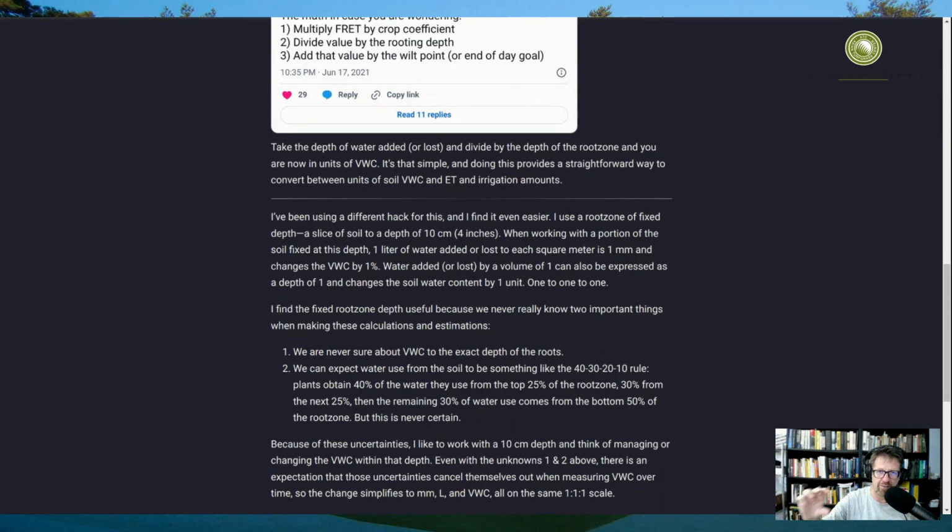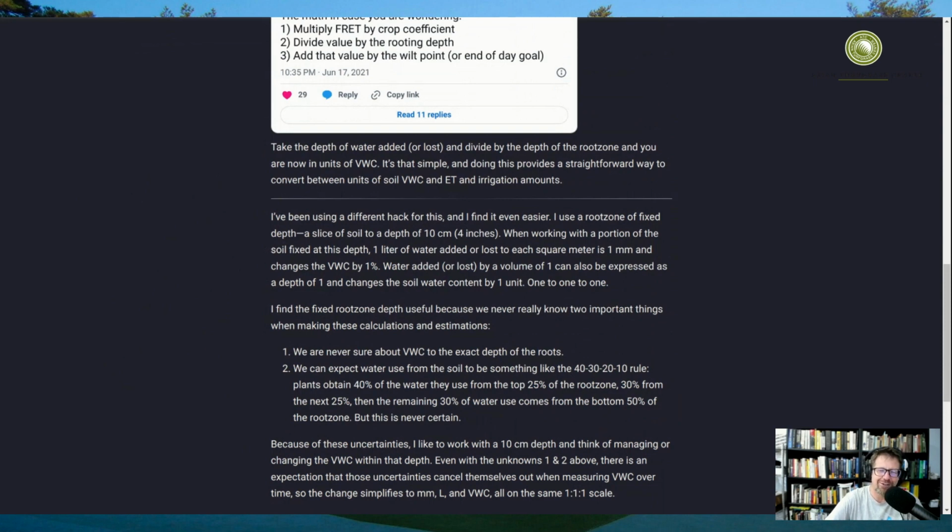And then it goes down to 20% coming from the third quarter of the root zone in depth, and only 10% is happening at the very bottom of the root zone, at the lowest 25%. So that's 40, 30, 20, 10. It adds to 100%. I don't know that we need to assume that it's exactly like that, and I think it would be difficult to prove that it's exactly like that, but it is something like that.